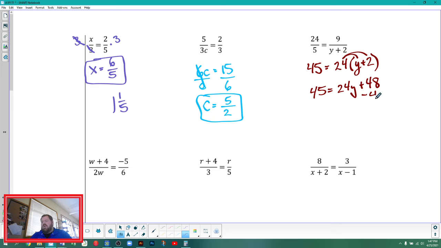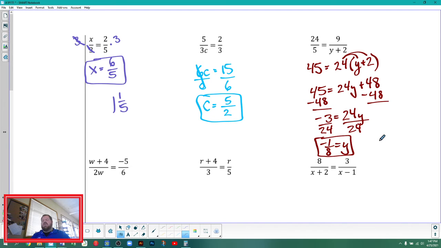It's a two-step equation. We'll subtract 48. And we get negative 3 over here is equal to 24y. Divide both sides by 24. And we got a little bit of reducing here. This is actually negative 1 over 8. So you can see where these problems can get to be a little bit more difficult as there's more things happening to your variable.